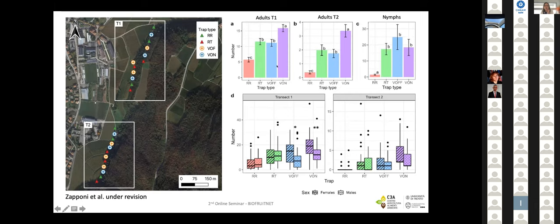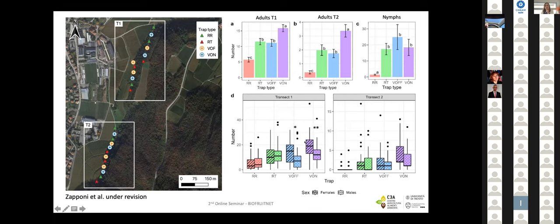For both adults and nymphs, for adults in both periods of time, T1 and T2, we saw that the trap with the vibrations on was always catching significantly more individuals compared to all the other kinds of traps. But we didn't see this difference for the nymphs. And so these results reflect very well what we found in the semi-field trial.